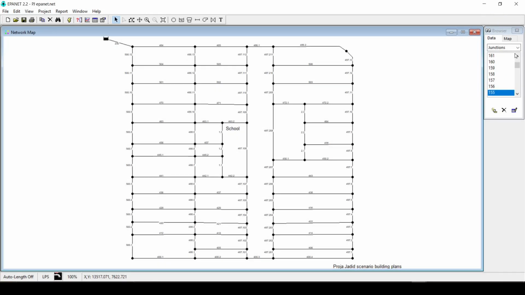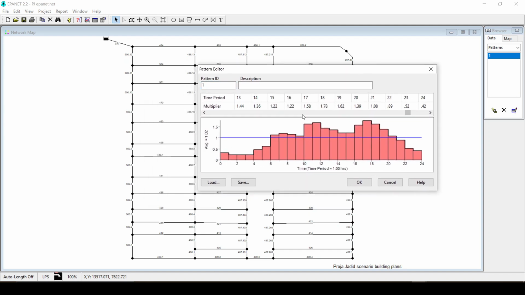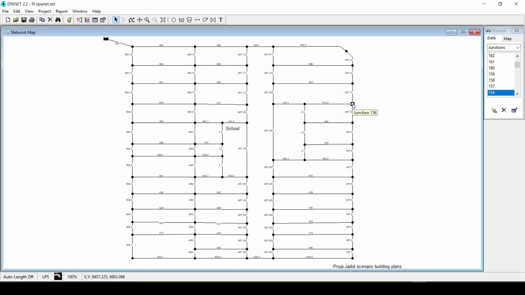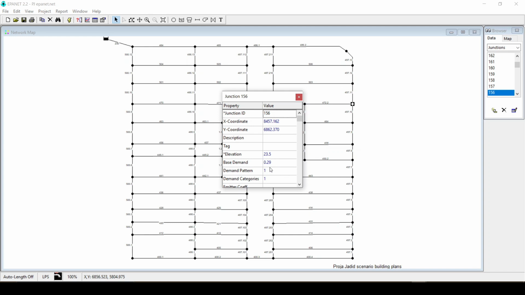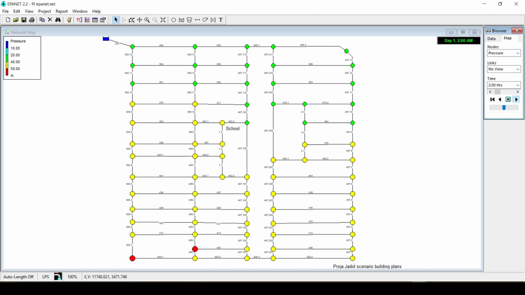Take this network, for example. The peak factors have been introduced in the daily pattern that includes the peak coefficient of 1.78. Then, each node has a base demand that includes all the other ones. As the model runs, the program multiplies the base demand by the peak factor of each hour, showing the difference in pressure for each one of them.